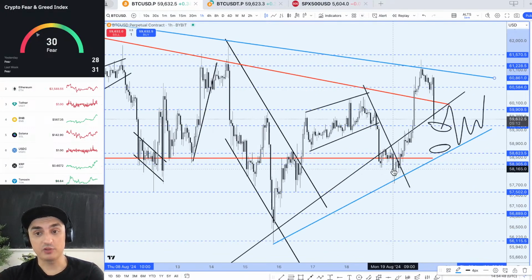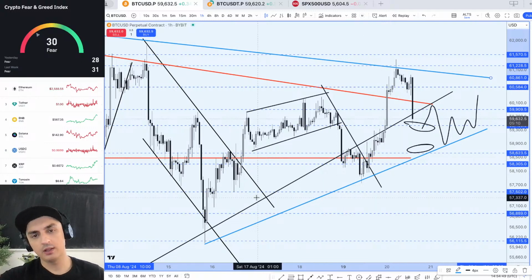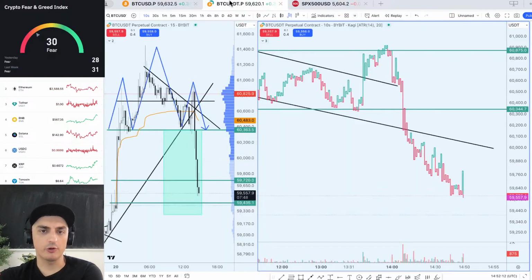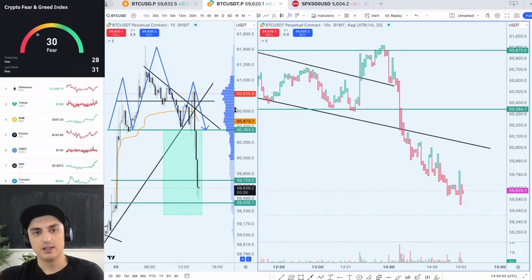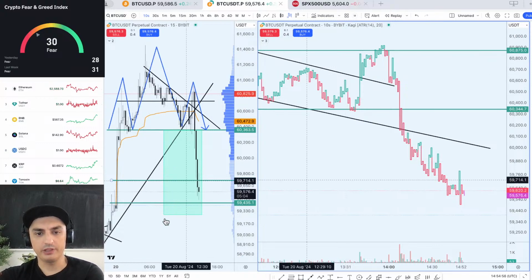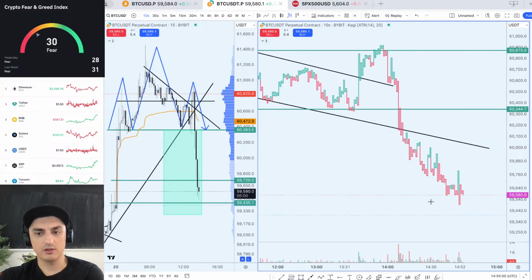5 minutes to go. This hourly candlestick is going to close in 5 minutes. So I'm staying for 5 more minutes over here, and we got to see where it's going to end this session.